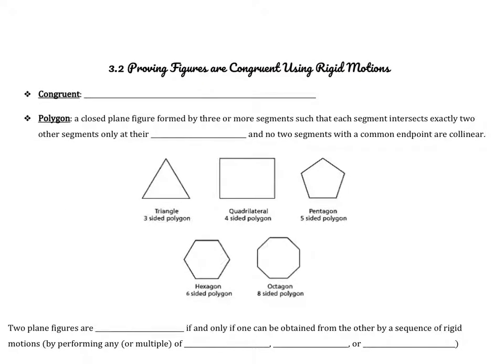So we're going to start with a little bit of vocabulary. So first, congruent. The definition of congruent is exactly the same shape and size. So if two figures are exactly the same shape and size, we can call them congruent.